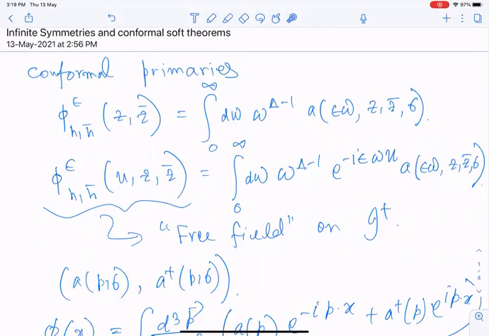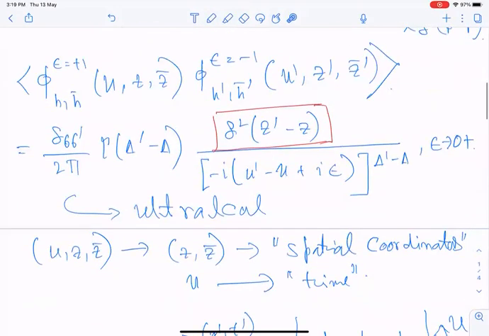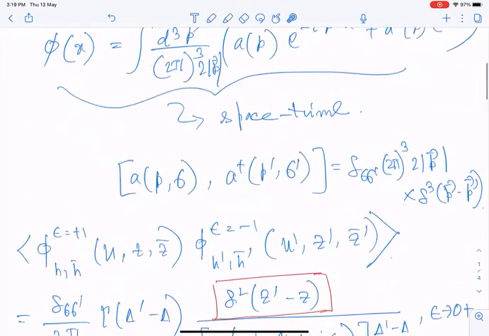Okay. And then once you have that, so once you have the A daggers, you can construct these fields, these phi(U, Z, Z bar), and then the rest of the things don't require any kind of information, because this 2-point function of phi and phi prime just follows from this. Okay.